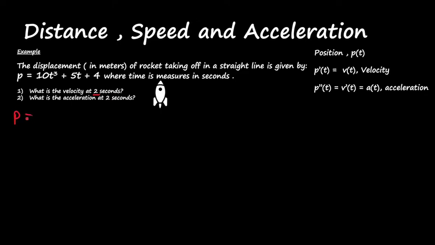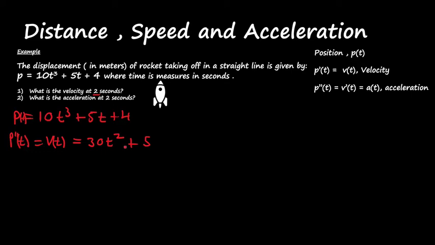So you have p equal to 10t cubed plus 5t plus 4. So that's p of t. And then what is p dash t, which is also equal to velocity v of t? That is equal to 3 times 10, 30t squared plus 5t, so that t just becomes 1, so that just becomes 5. So that's our expression there.